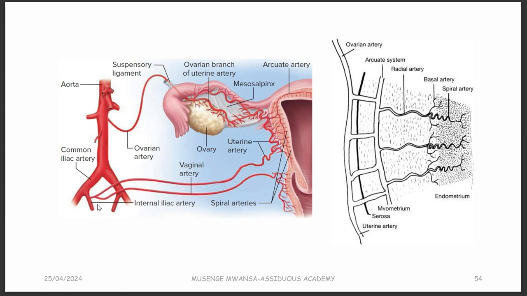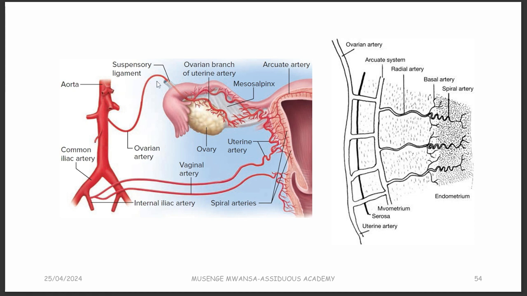So from the internal iliac artery, that is where we have what we call vaginal arteries, because they go to the vagina, and also uterine arteries because they go to the uterus. But then you also have arteries which go to the ovary, which we call ovarian arteries. Ovarian arteries don't come from the internal iliac. Instead, they come from the abdominal aorta. You are going to have them from the left and also from the right.